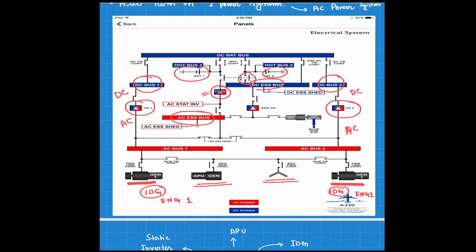So the static inverter basically comes into the picture, and that converts the DC power to AC, and it runs to the AC essential bus. Both the AC essential and DC essential buses are fed by the battery when there is no power in the aircraft. That is only in the cold and dark startup. Okay, so let's move to the next topic.